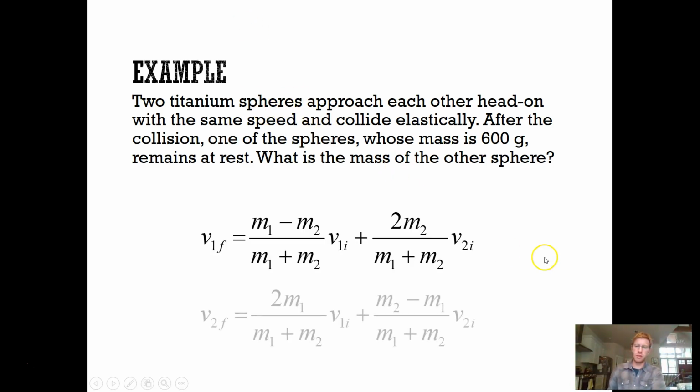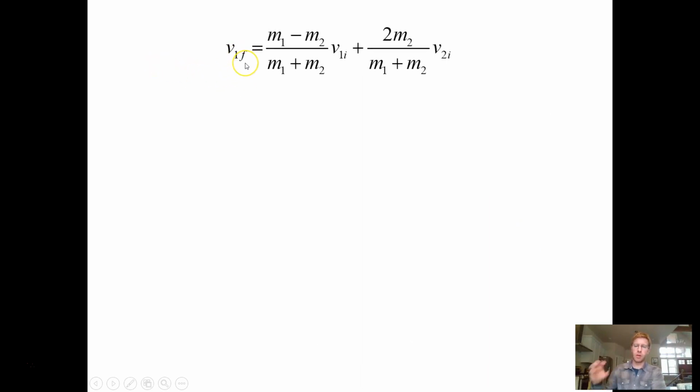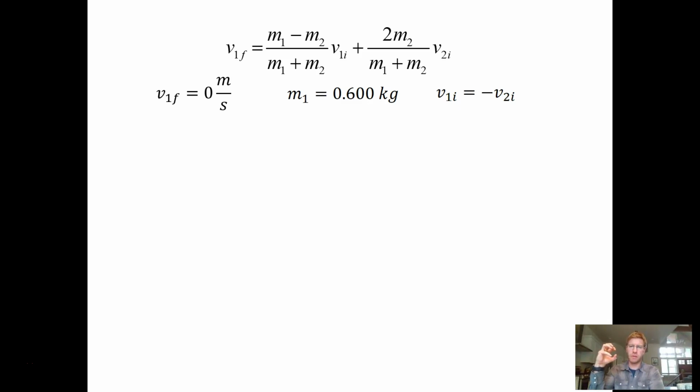Here's our two equations that we just had. Hopefully you tried it out, hopefully you paused it. I'm going to go ahead and work through the solution now. So, here's our equation for the final velocity of object 1. Now object 1, I'm calling the 600 gram mass, and I was told it stopped as a result of the collision. So its final velocity is 0, its mass is 0.6 kilograms, and the only other bit of information I'm given is that they start with equal and opposite velocities. I don't know what that velocity is, but they are equal and opposite. Okay? From there alone, you can solve for mass 2.